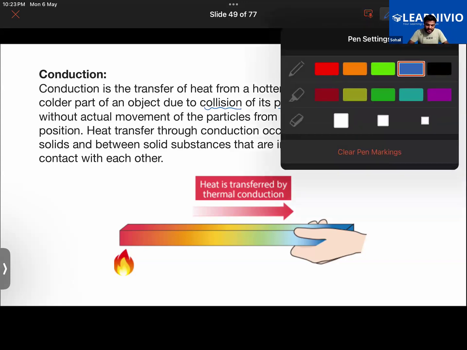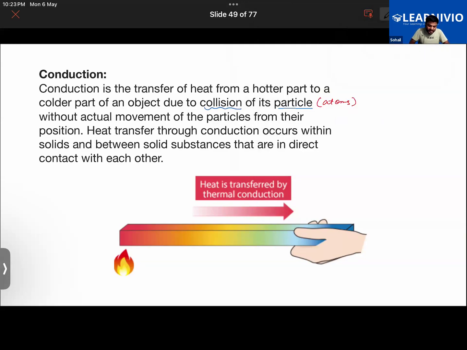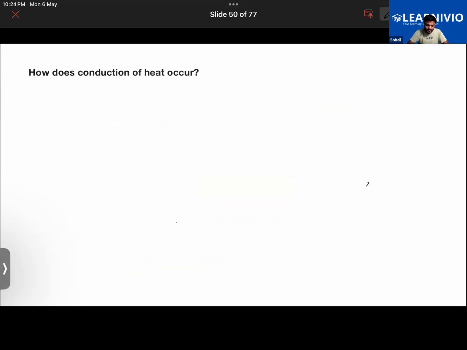So that is the thing. Sometimes we call it thermal conduction also. Thermal basically refers to heat, so that is heat conduction. You can look at the direction of flow of heat from the source of heat towards the colder end of the object. Hope that is clear and you have understood how conduction of heat occurs. Do tell me, both of you, did you understand conduction or not?